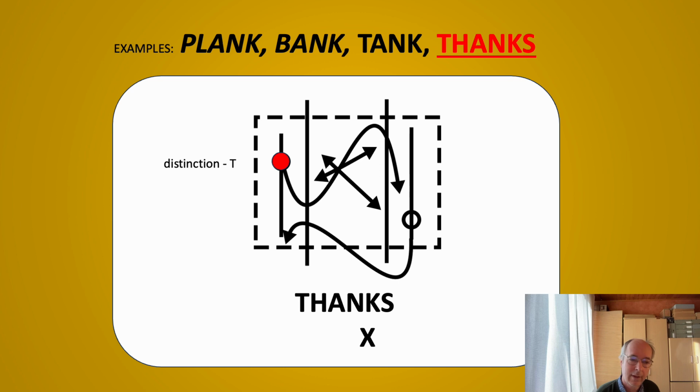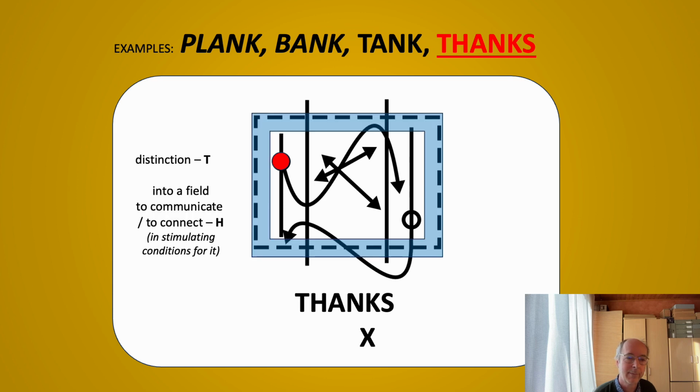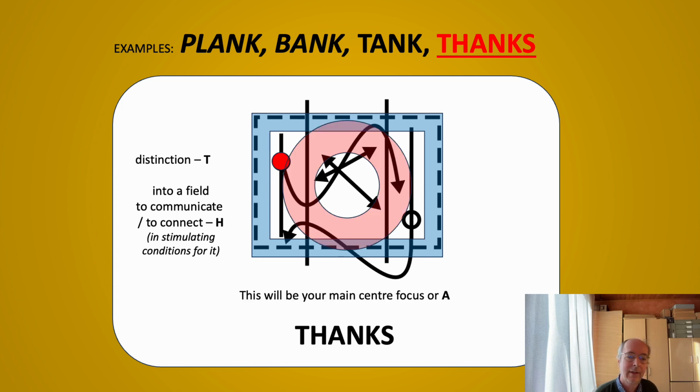So I will go through the letters separately and keep the distinction. So that's my choice. That's something I think is interesting or even usable. That's always used for the T. I associate this within a field to communicate and to connect with the H. So these are the stimulating conditions that I will search for. The A in the middle will be like, okay, this will be my focus. My focus will be where what I think is usable will be even more alive, vivid and useful.